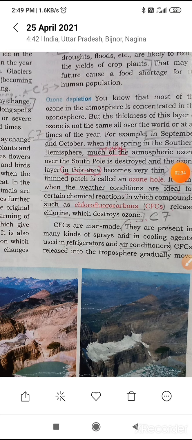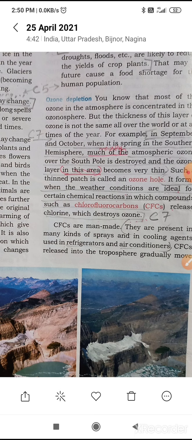Because of that, in some areas it is very thin. Because of a thin layer, thin patches used to come, and those patches are known as the ozone hole. But in some areas, in the North Pole, it is lesser, because the North Polar region has lesser land, and the air over it does not get as cold as it gets over the South Pole. So there you can see fewer ice clouds are formed.